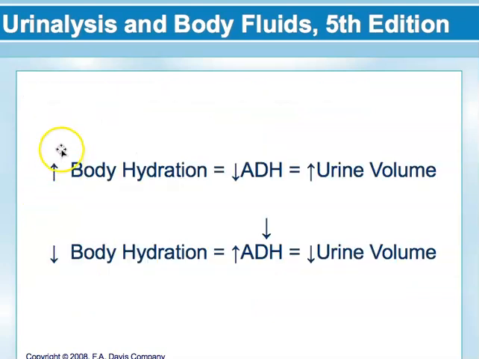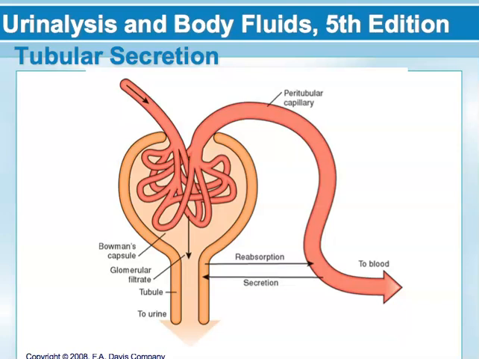Visual on that. So increased or adequate body hydration decreases the formation and the secretion of ADH, giving us an increased urine volume because the body is getting rid of that extra fluid that it does not need. And then the opposite down here.